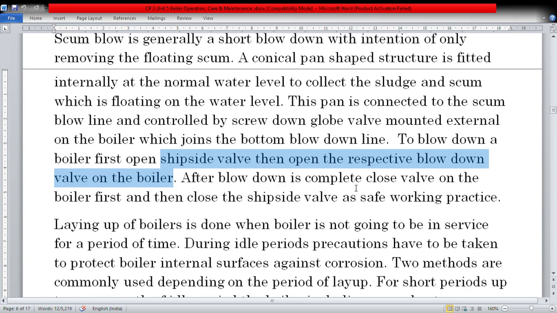After blowdown is complete, close the valve on the boiler first and then close the shipside valve as a safe working practice. So this is a safe working practice. Generally, in our SMS manual also we have this procedure for blowdown, and it must be duly pasted on a convenient location beside the boilers as well.